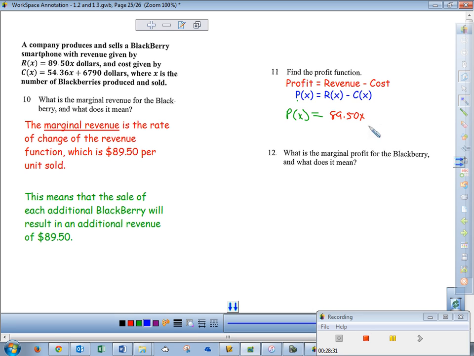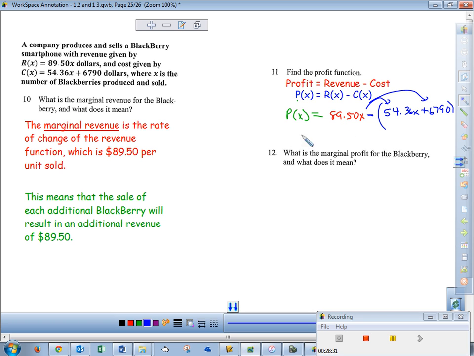Then here you've got to be very careful. We need to subtract away the entire cost function, which isn't there more than one term in that entire cost function, so we better throw that entire thing in parentheses. I need to take away 54.36x plus 6790.